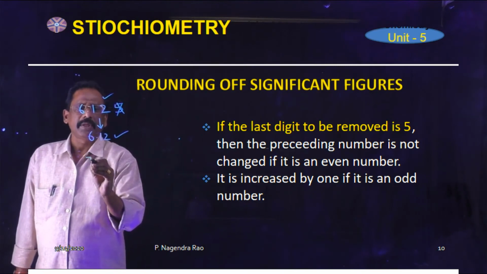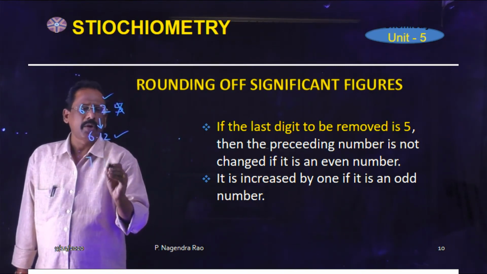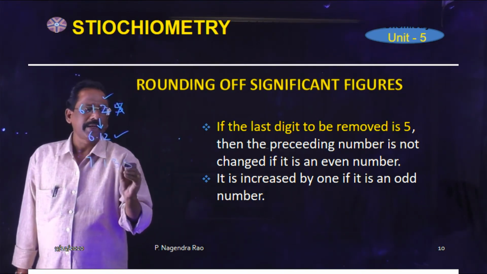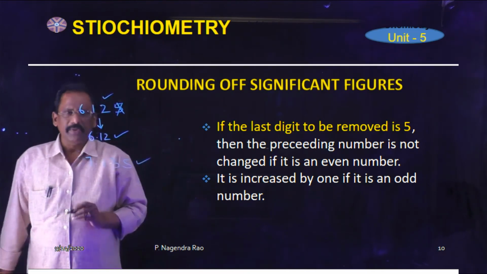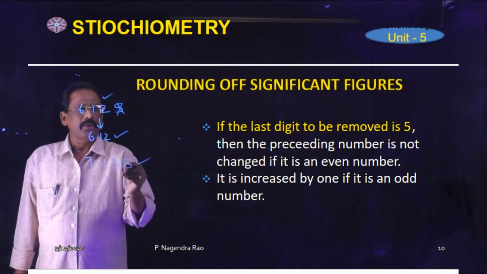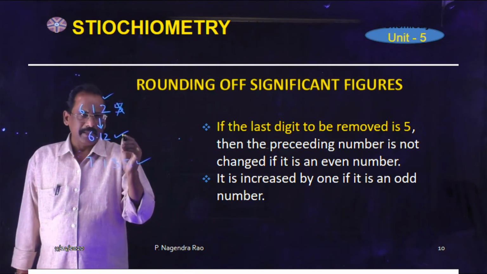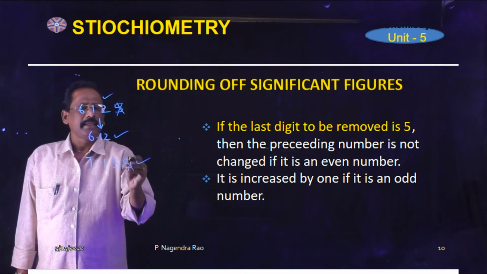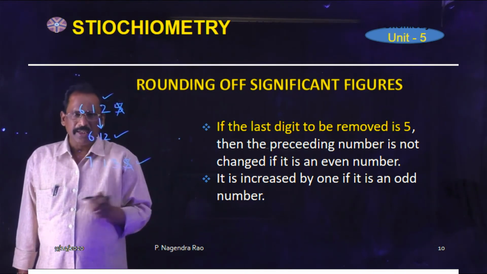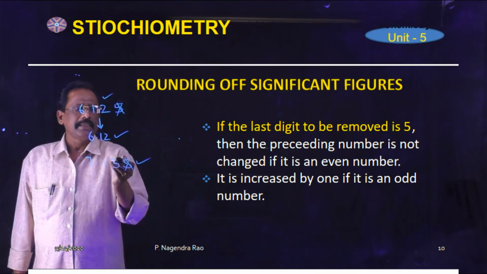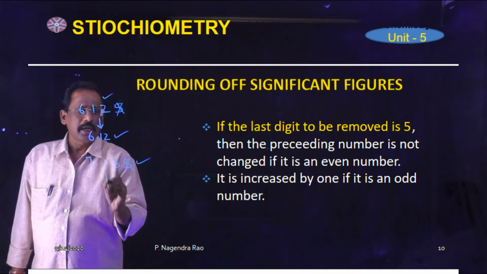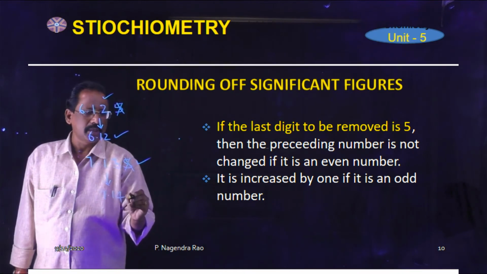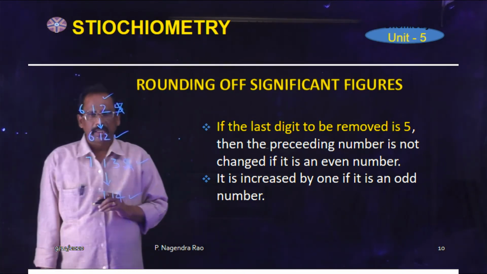For example, 7.135. See this value. In this value, the last digit is exactly equal to 5, but the preceding number is an odd number. That's why 1 unit is added to 3. So the answer is 7.14. So this is also a very important point.